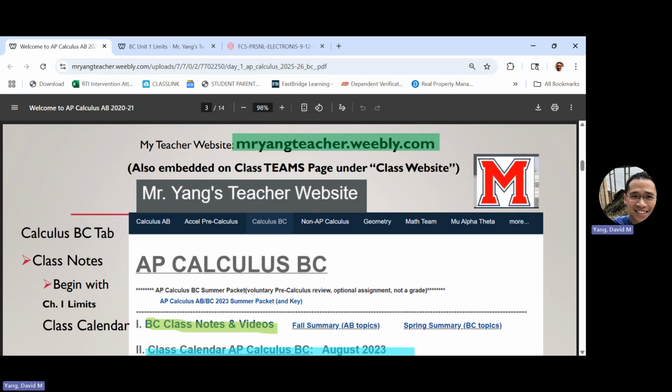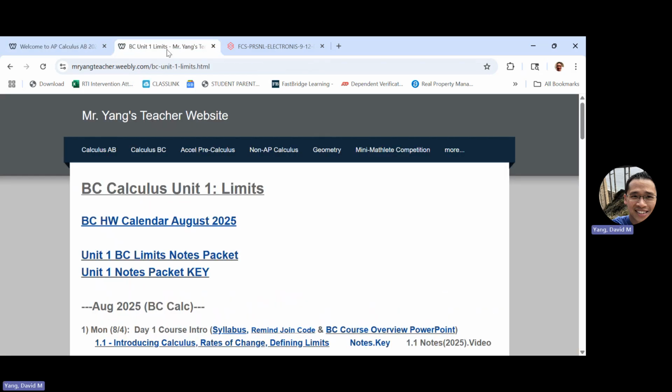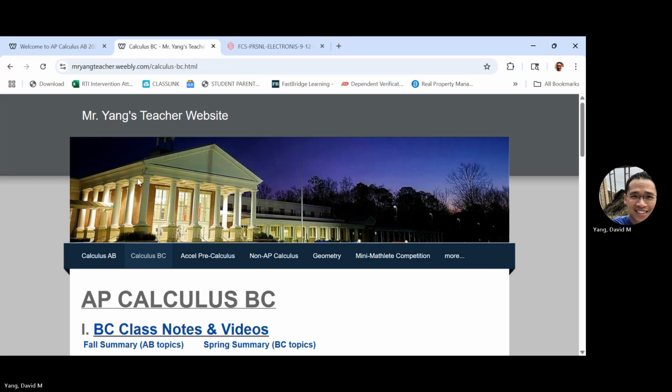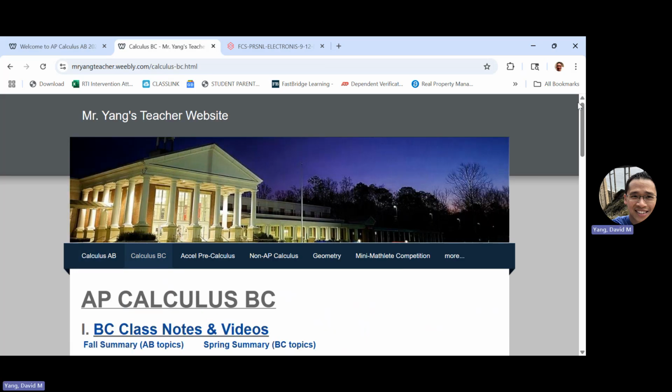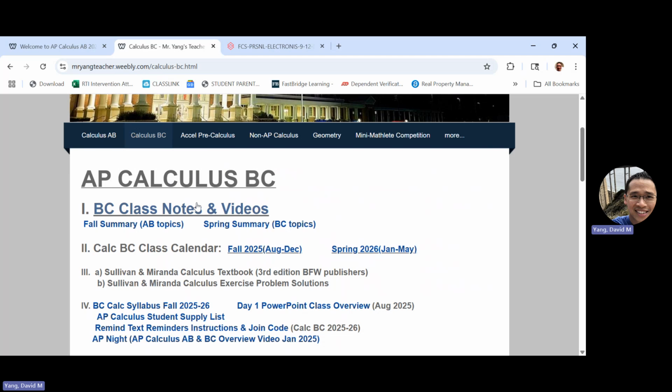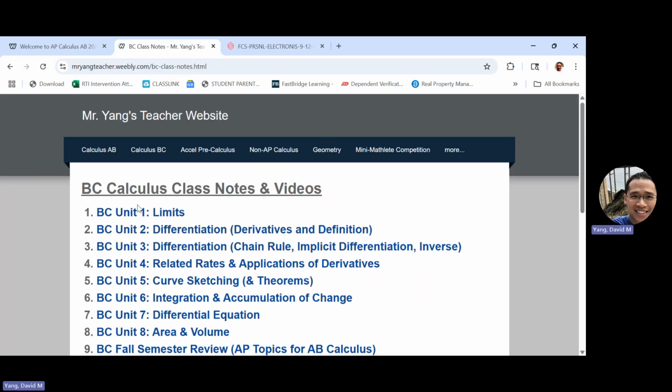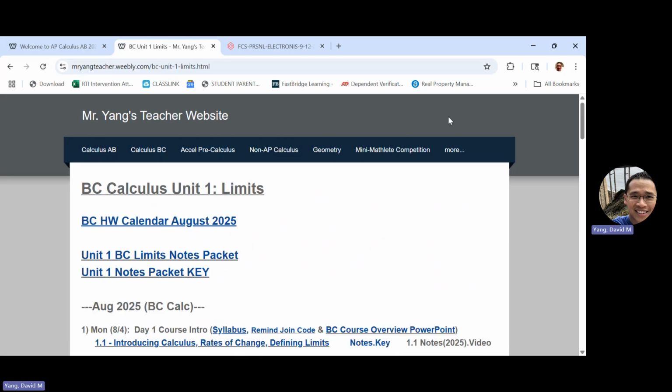Let me switch over to my other screen. Okay, if you go to my website, it's going to take you to the AB page. And if you click on BC, that'll take you to the home page. On the home page, you're largely going to be in the class notes and video. I also have a calendar for first and second semester here and some resources below. If you click on BC class notes and video, we're going to be starting with Unit 1 limits at the top of it.